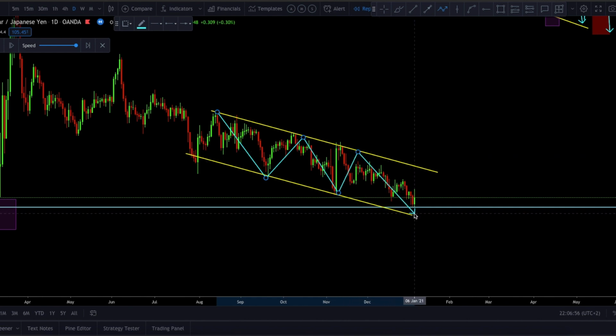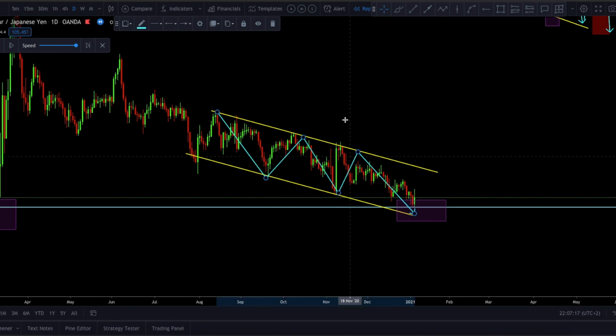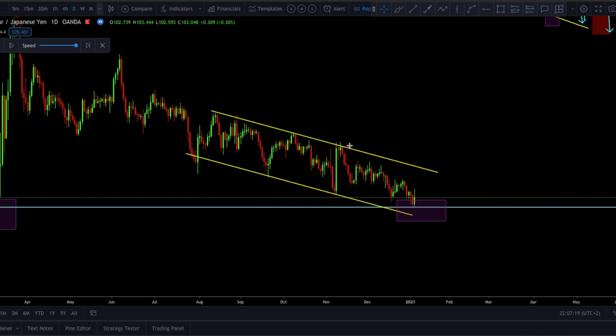So now it's coming down here. Remember, it doesn't have to really come to this trend line, but because we have this level on this trend line, once it's in this area, this is where you can start to look for buys. So you have to drop down to a lower time frame to start looking for buys from here.